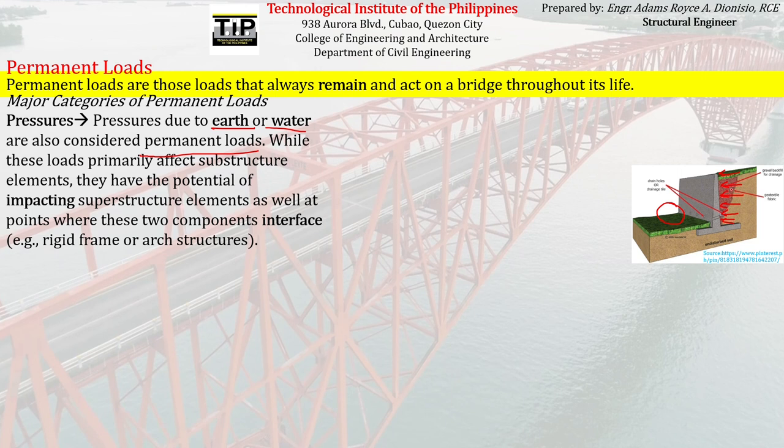Kasi all throughout the life of the retaining wall, nandyan lang naman yung soil na nare-retain niya. So ibig sabihin lang nun, the pressure that is being exerted by the soil or the water to the retaining wall is actually an example of permanent load. Permanent load din siya kasi nga nandiyan na siya throughout the life of the retaining wall. Okay, so we have to consider that as well, yung mga pressures na tinatawag.